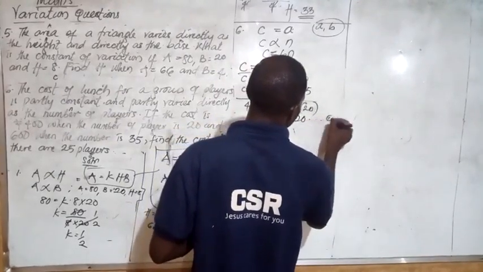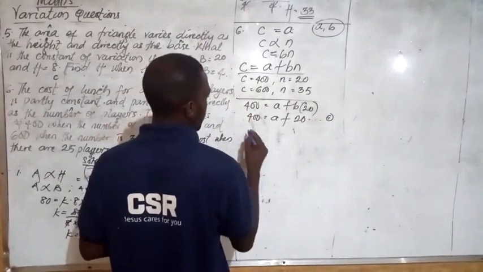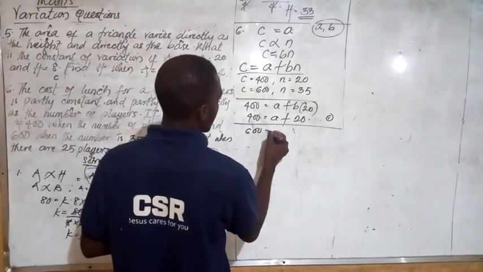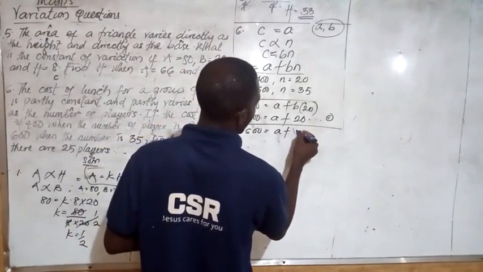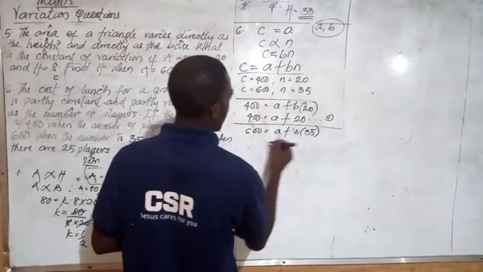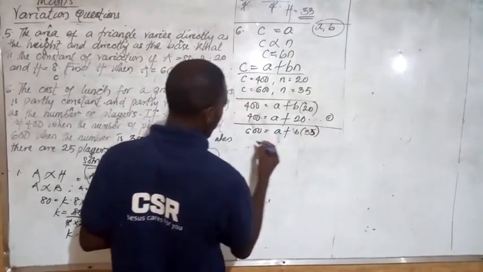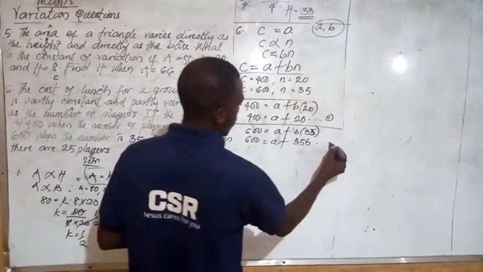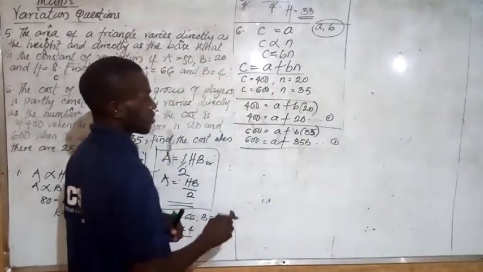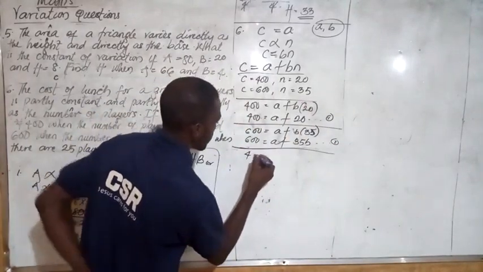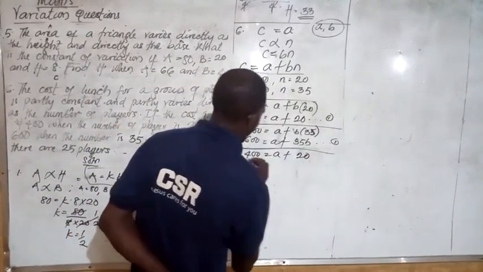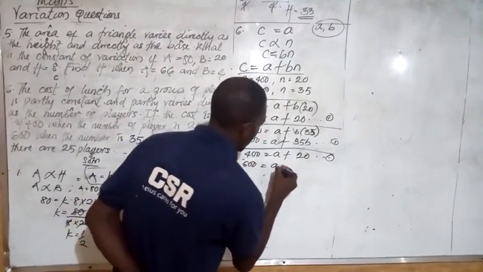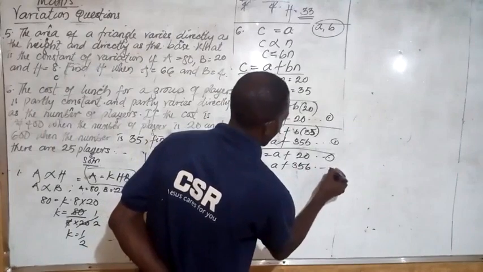So this becomes our equation 1, and we plug the next set of values for C and n respectively. So we have 600 equals A plus B into bracket 35, so we have 600 equals A plus 35B, and this becomes equation 2. We can as well rewrite the equations on top of each other. So we have 400 equals A plus 20B, which is equation 1, and 600 equals A plus 35B, which is equation 2.